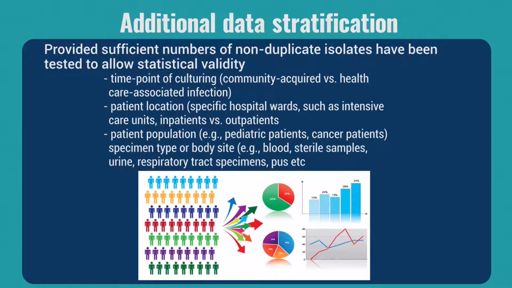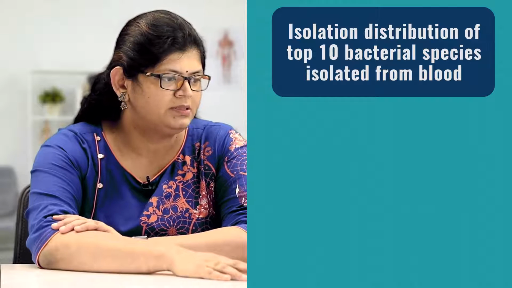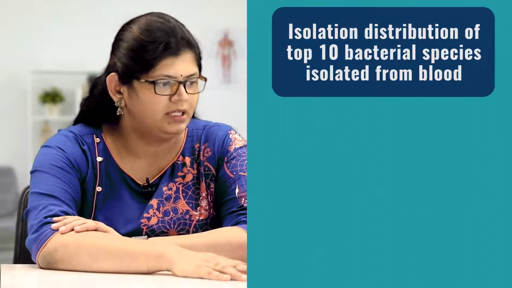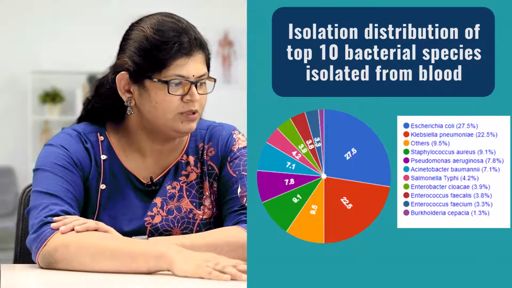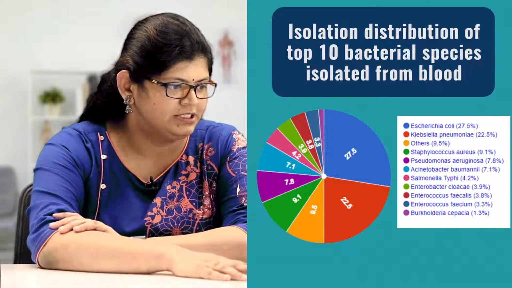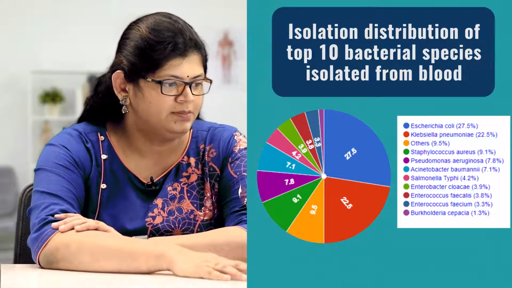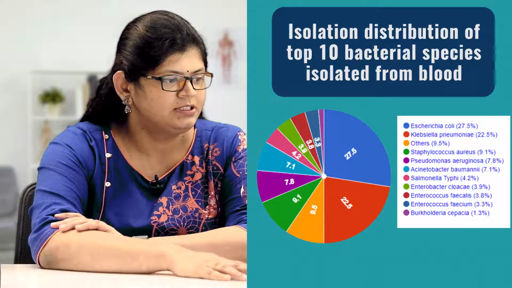So you know how to treat your pneumonias in that particular hospital. There are certain ways in which you can represent antibiograms. For example, this is an isolation distribution of the top 10 bacterial species isolated from blood in a particular center. This graph shows that 27.5% of all bacteremias are caused by Escherichia coli and 22.5% are caused by Klebsiella pneumoniae. Similarly, this situation can change from hospital to hospital and from country to country also.